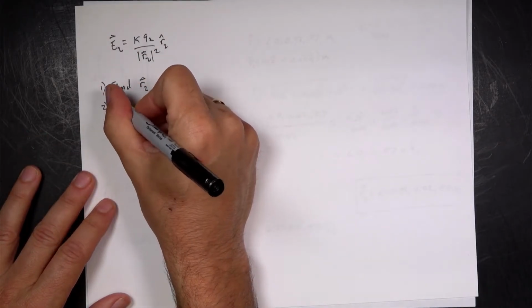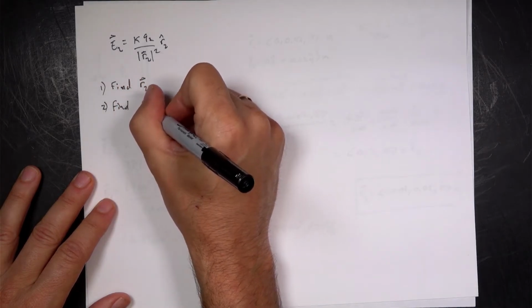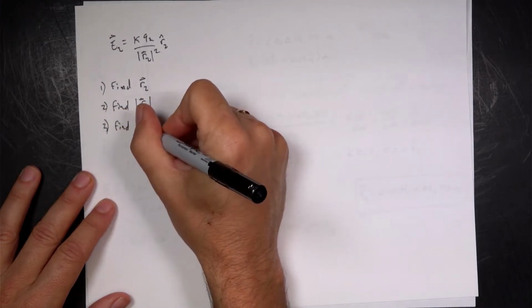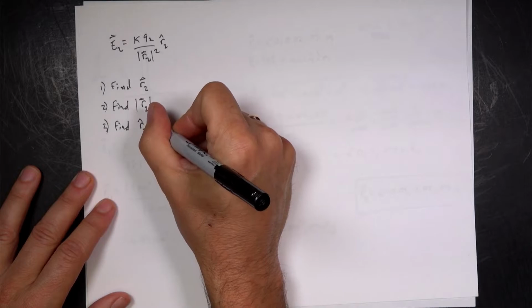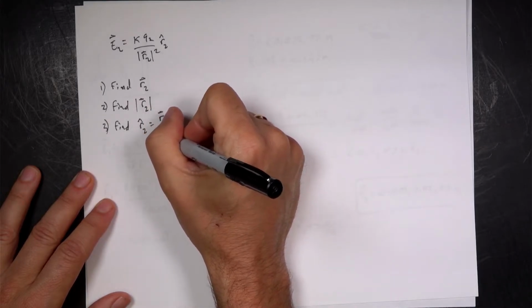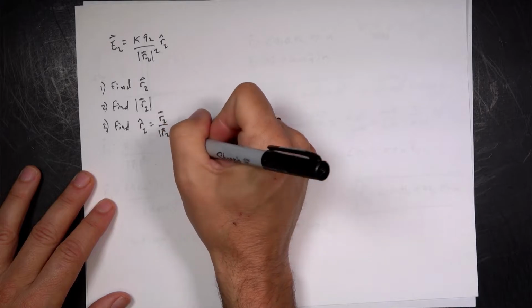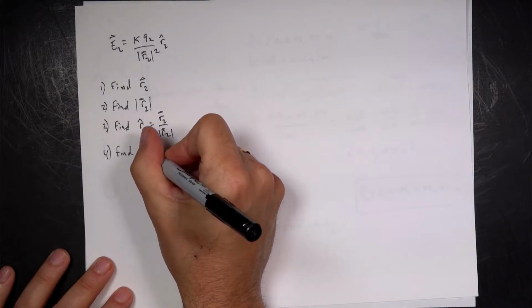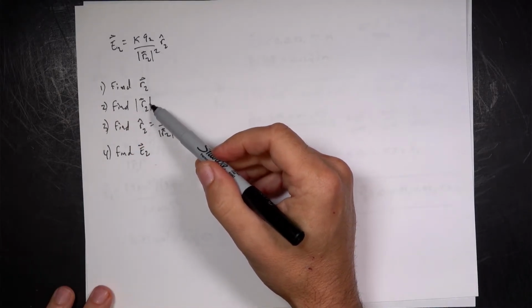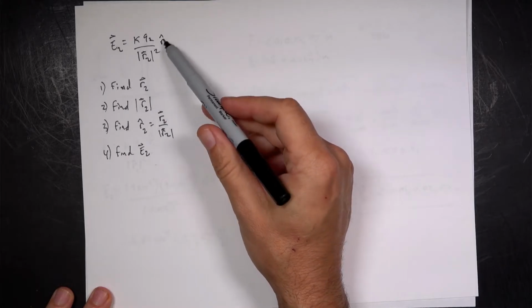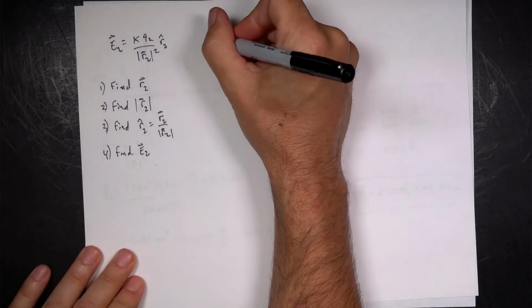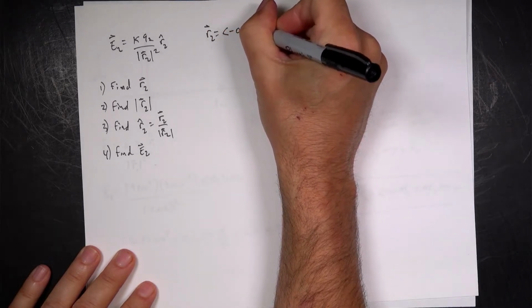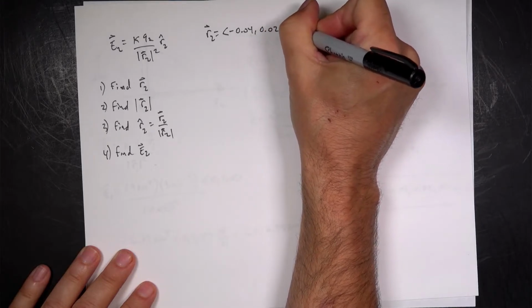2, find the magnitude of R2. 3, find the unit vector R2 hat, which is going to be R2 divided by the R2 magnitude. 4, find E2, right? Because once I have the magnitude to go in there and I have the unit vector to go in there, I can do everything. And so we already said R2 was equal to the vector negative 0.04, 0.02, 0 meters.